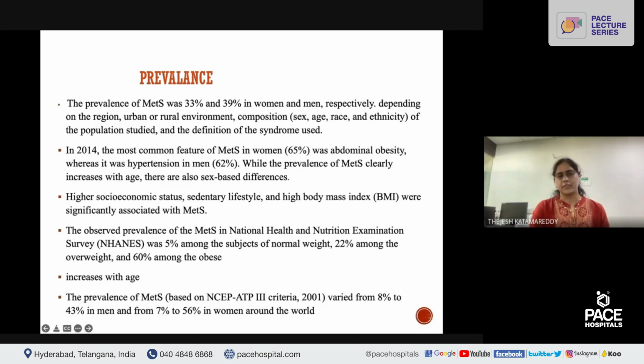Other contributing factors for this disease are higher socioeconomic status, sedentary lifestyle, and high body mass index. According to the National Health and Nutrition Examination Survey, 5% among the subjects of normal weight, 22% of the people who are overweight, and 60% of the people who are obese will develop metabolic syndrome. And according to the NCEP ATP classification, the prevalence of metabolic syndrome increases to about 43% in men and 56% in women worldwide.